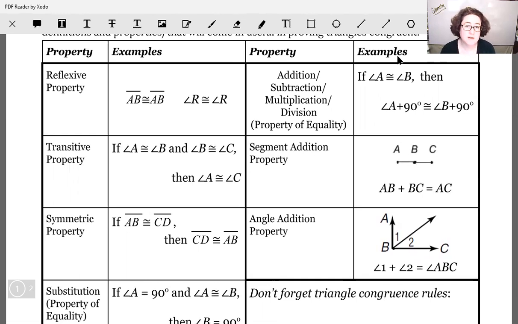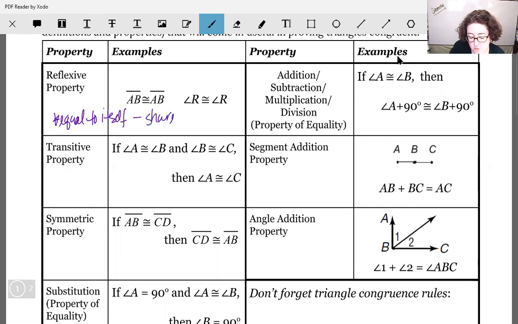Now, reflexive property sounds a lot like reflection, and that's exactly what it is. You're looking at exactly the same image. When you look in the mirror, you see a picture of yourself. When we're thinking about the reflexive property, we're looking at diagrams like what we did last time, where we have the same side being used in multiple triangles, or the same segment equal to itself, or the same angle equal to itself. So that's the reflexive property. Whenever you want to say something is equal to itself, and a lot of times when we have a shared side, that's when we're going to use this information.